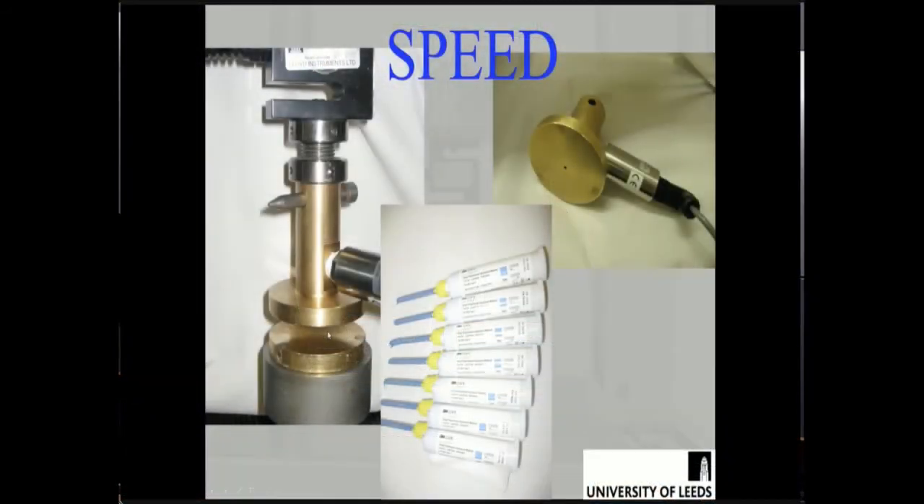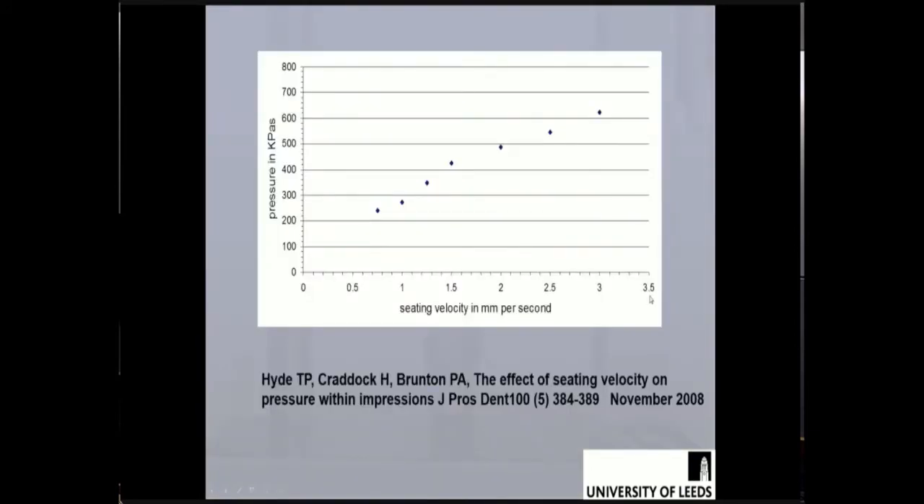And the first thing we looked at was the speed at which we compressed. So we used a medium-bodied silicone, a light-bodied silicone. Between these two, we had a little stop on there to stop it at a known height, and we compressed it. The sensor we used was in the middle there, and we measured the pressure at various speeds. And this was quite surprising that it made such a difference to the pressure.